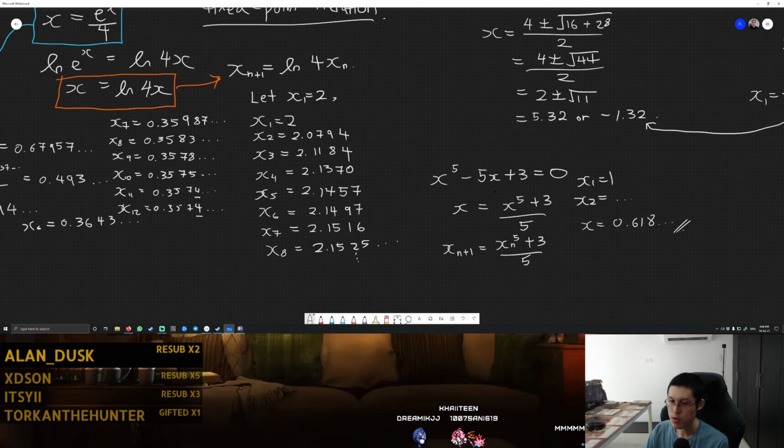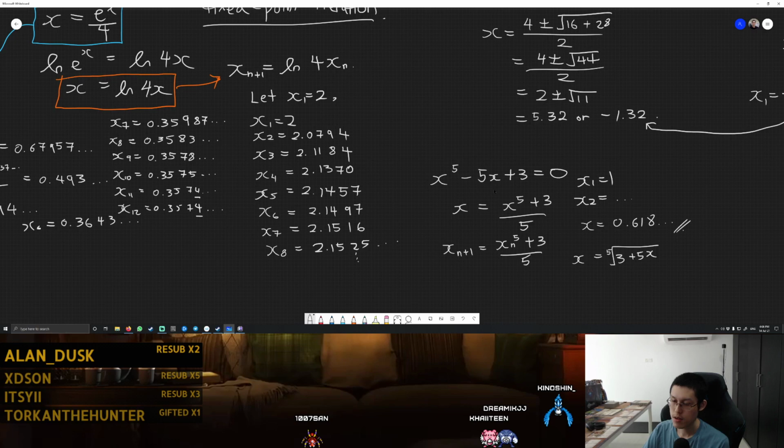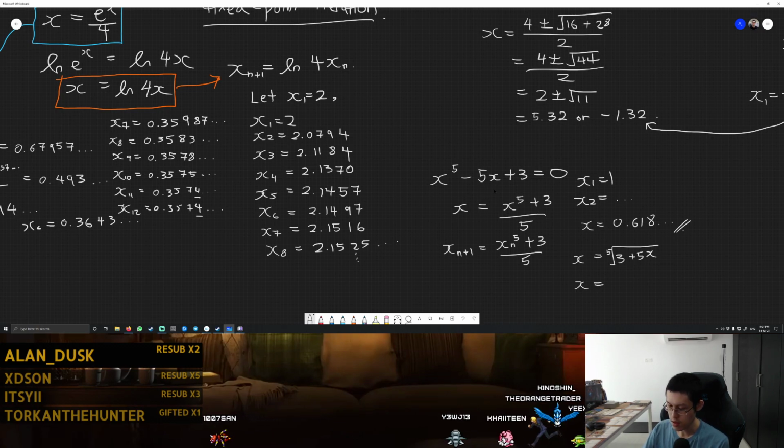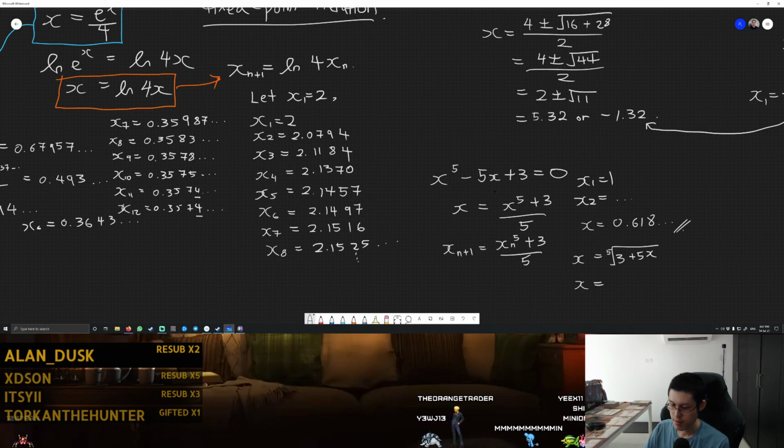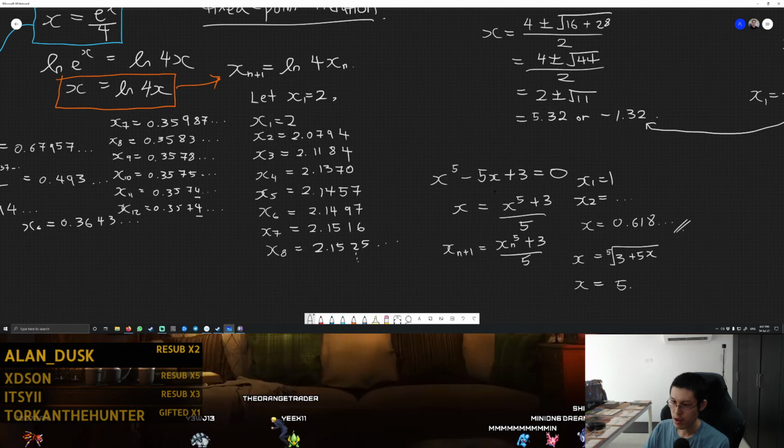So we can do x equals 3 plus 5x, and then we take the fifth root. Eventually, what is that going to give us? Let's say we start with 1 again. So 3 plus 5 times 1, and then the whole thing square rooted. Eventually we get 5.5413.